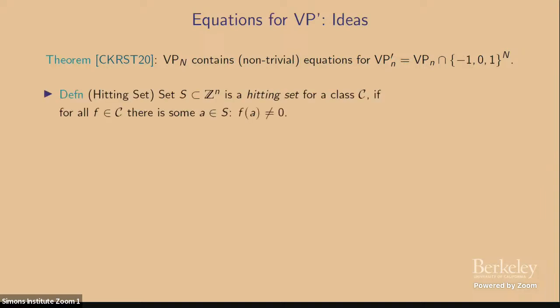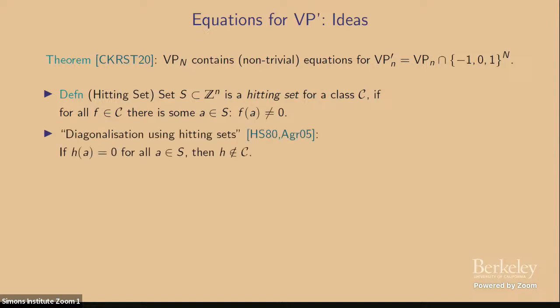For this, I'll need to introduce this definition. I just want to remind you of the definition of a hitting set. A hitting set is basically a set of evaluation points that acts as a certificate of non-zeroness for a certain class. So if you give me a non-zero polynomial from the class, then it will not vanish on one of the points in your set.